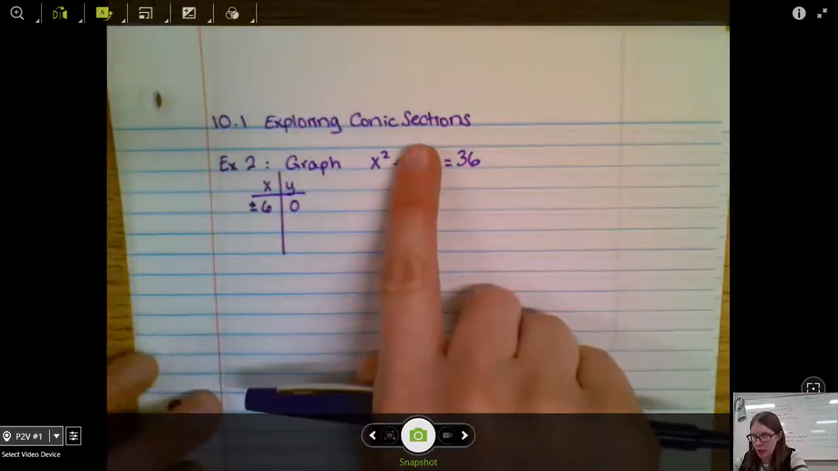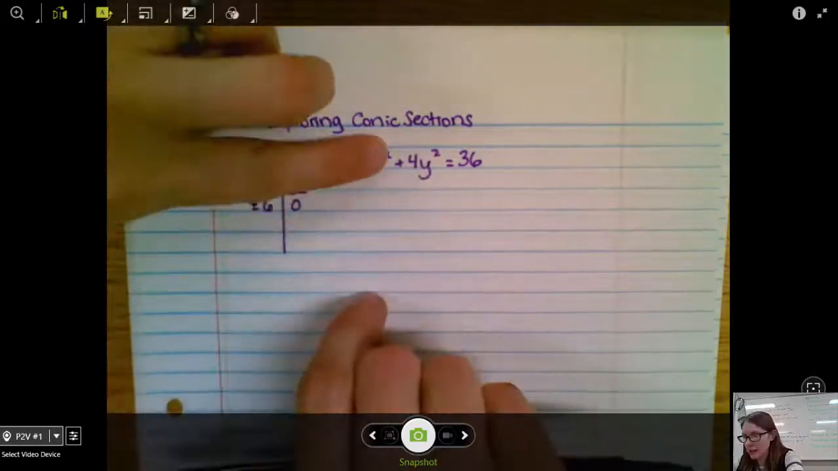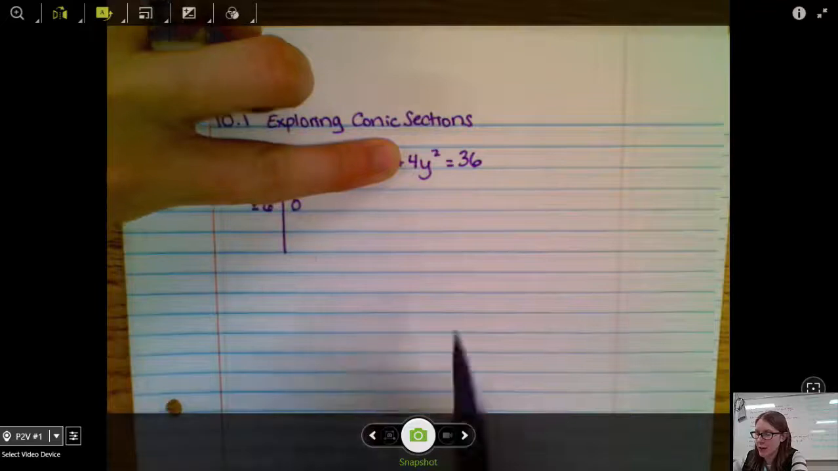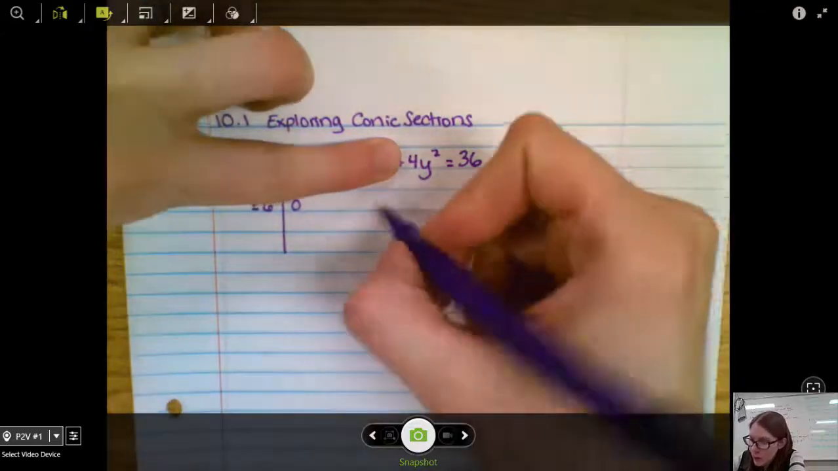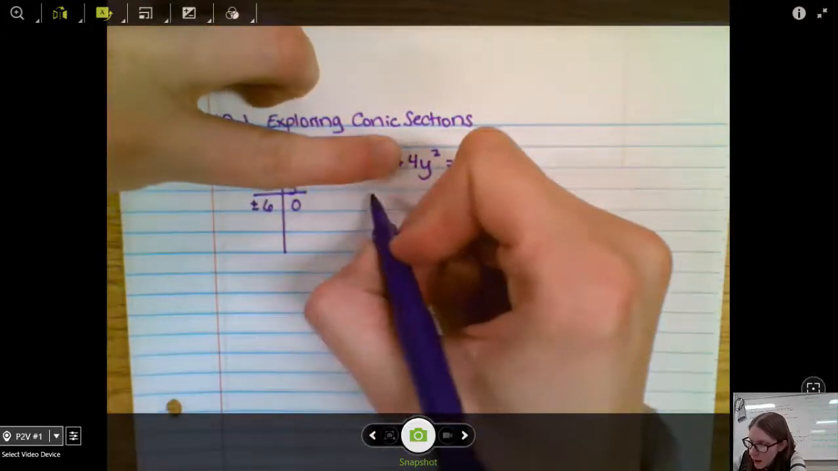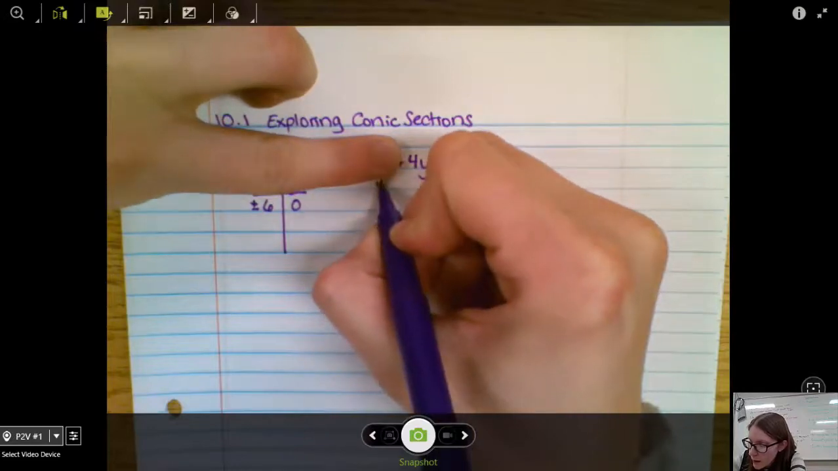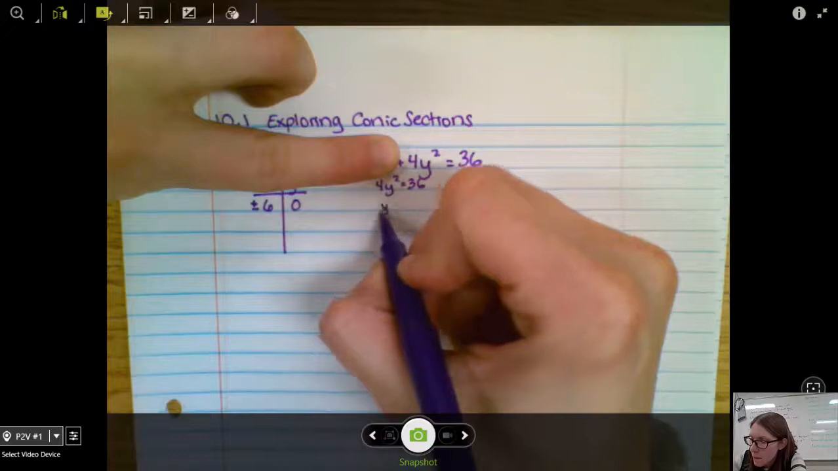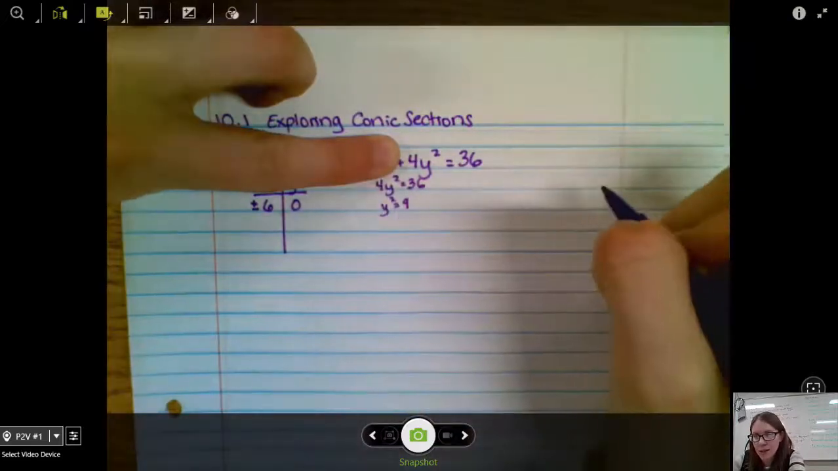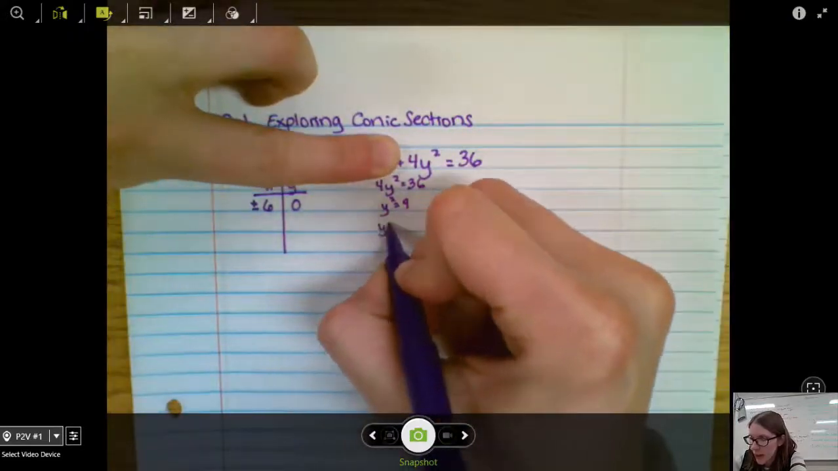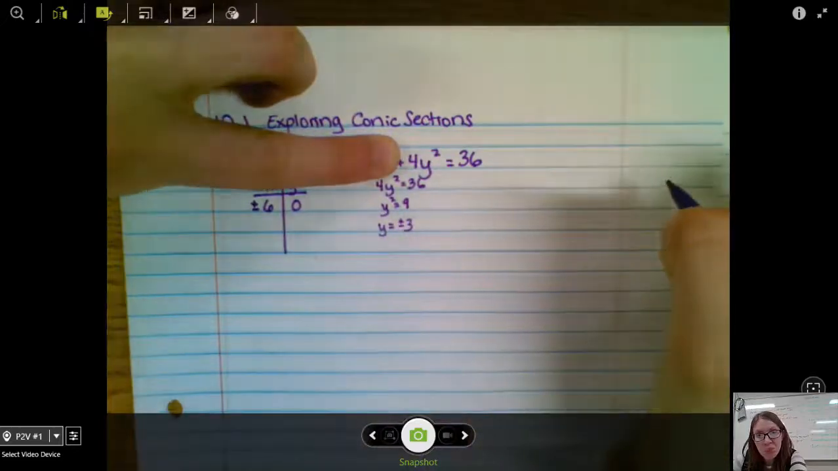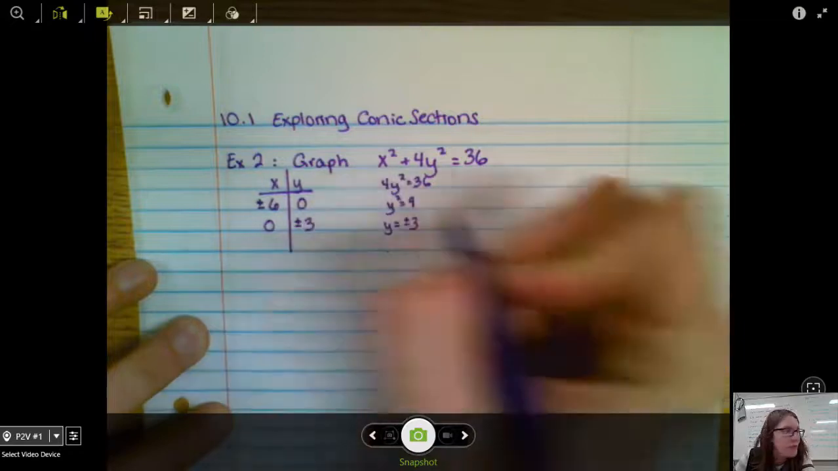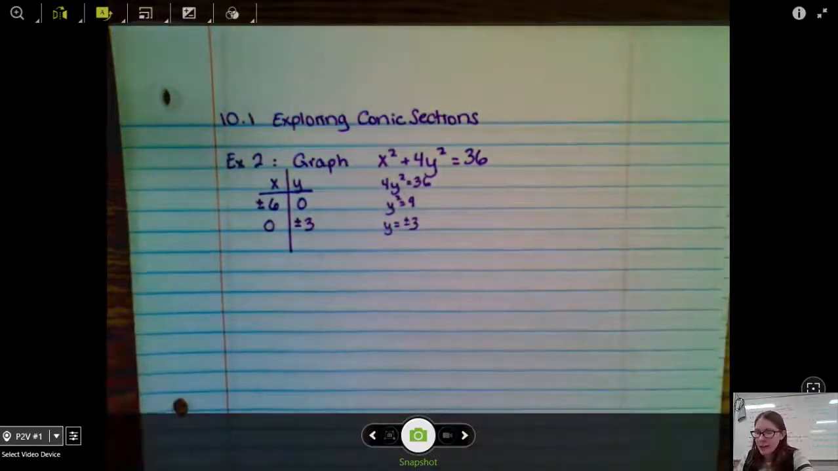If I cover up this term, we could get x squared to equal 36. Let's see if we could get 4y squared to equal 36. So 4y squared equals 36. Let's do some work here. Divide both sides by 4. Y squared is 9. So y could equal plus or minus 3 if x is 0. That works. Let's use that.